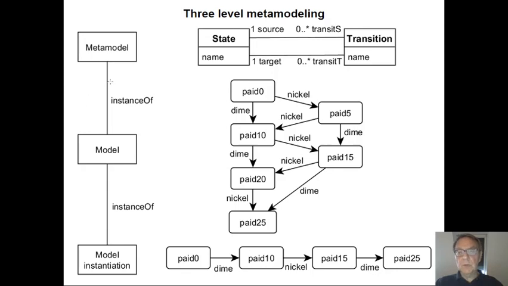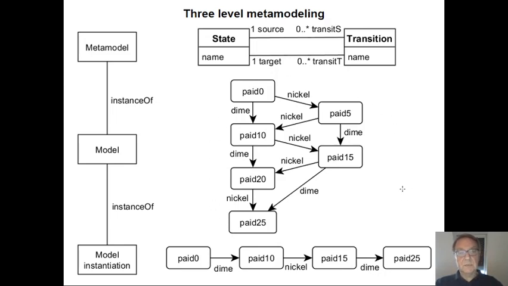Three-level meta modeling, that means we have a model, we have a model instantiation, and we have a meta model, and between each two levels we have an instance of relationship. So the model is an instance of the meta model, and the model instantiation, as the name suggests, is an instance of the model. Let us start with the model, with the middle part here.